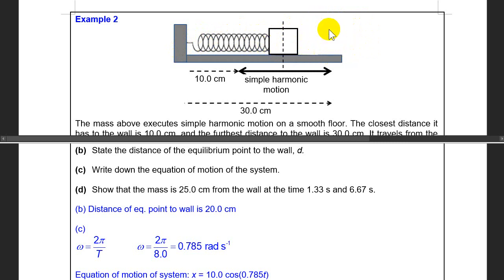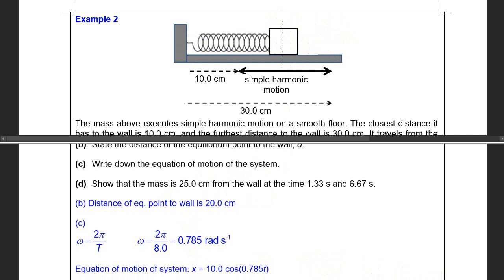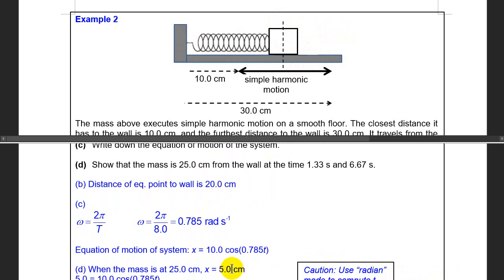x is the distance of the object from the center point. The center point is 20 cm from the wall, so you can figure out that when the object is at 25 cm from the wall, it is 5 cm from the equilibrium point. So when the object is 25 cm from the wall, the x is actually 5 cm. That's the first thing you need to figure out. So you sub x equals 5 into the equation, and then we find the corresponding time.